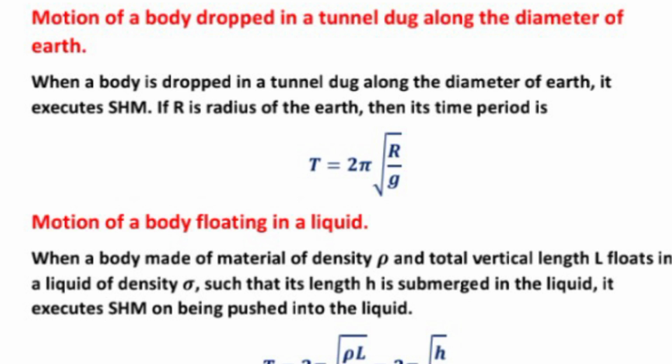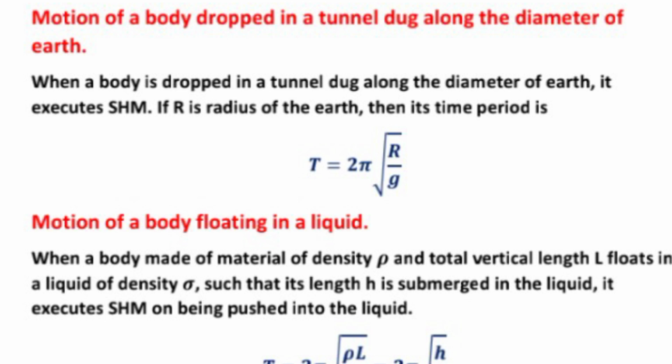Motion of a body floating in a liquid. When a body made of material of density rho and total vertical length L floats in a liquid of density sigma, such that its length h is submerged in the liquid, it executes simple harmonic motion on being pushed into the liquid, and time period T = 2π√(ρL/(σg)).